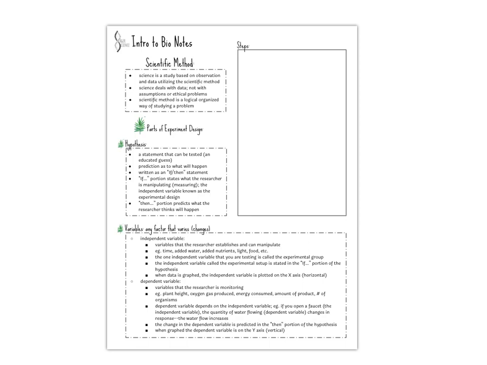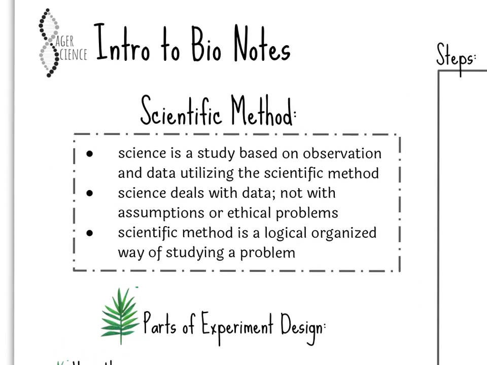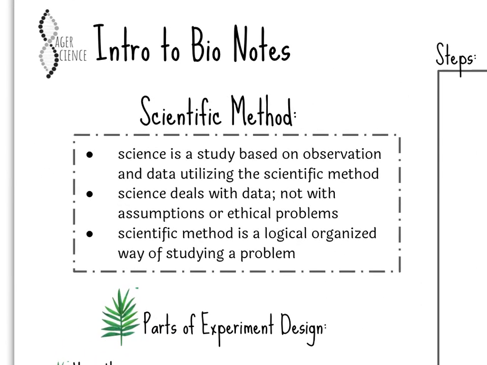So we're going to start here on the scientific method, which is something that you are probably familiar with. You've heard it before, hopefully, but we're going to still talk about it a little for this class. So science is a study based on observation and data, utilizing the scientific method. So remember, in science, everything is based on observation, is based on collected data.